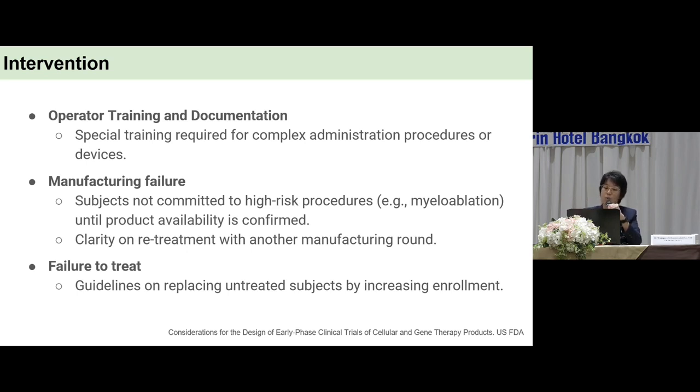Would you retreat the patient again? What would you do? And you also have to make sure that the patient will not get high-risk therapy, like lymphodepletion therapy, until you know that the CAR-T product is finished and good to give to patients. And what about if the patient cannot receive the treatment? We have to have a plan B, whether you're going to replace untreated subjects by increasing enrollment or not.